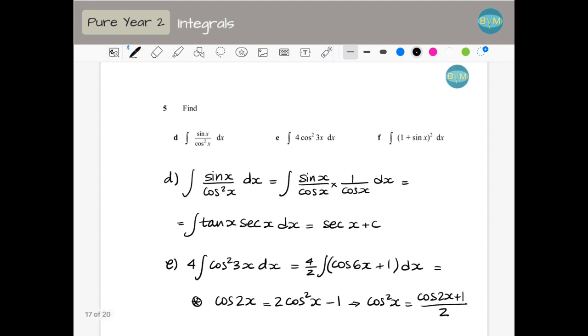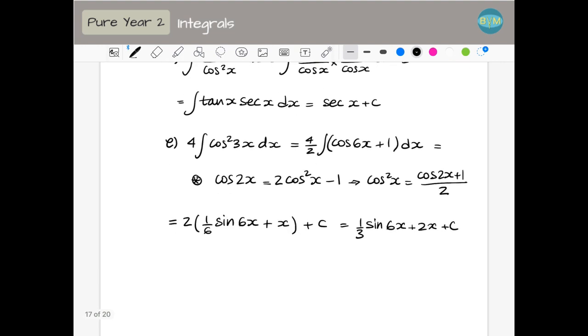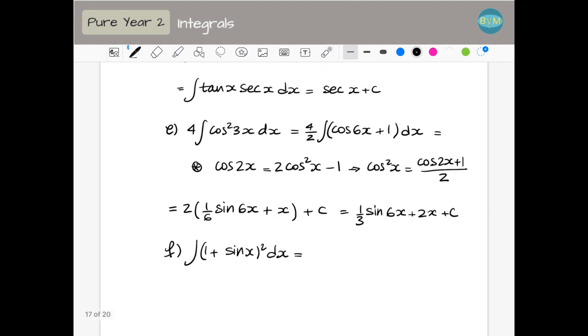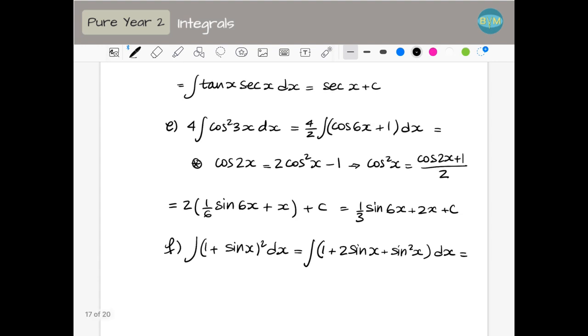And then f is 1 plus sine x square. We cannot integrate it like it is, so what we can do always is to expand the bracket and see if that helps, because we will have more terms. So we will have 1 square plus 2 sine x plus sine square, and just expanding the brackets, dx. And we know how to integrate easily these two, and this one we can integrate it as with the double angle, the cosine double angle.